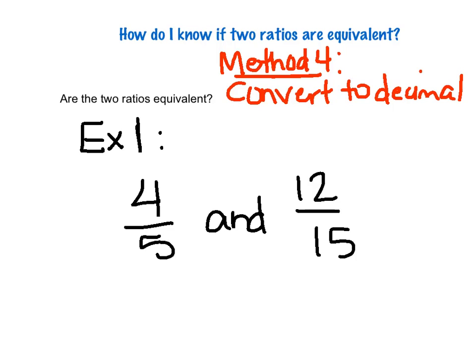All right, the fourth method in finding out if two ratios are equivalent is by changing them into a decimal. I can take 4 and divide it by 5 on the calculator, and I'm going to get 0.8. And if I do the same with 12 divided by 15, I'm going to get 0.8. So there are a few different ways of finding out if two ratios are equivalent. And it really doesn't matter which method you use. It might depend on whether or not you're able to use a calculator or not, or if one ratio can be brought evenly into the other ratio.